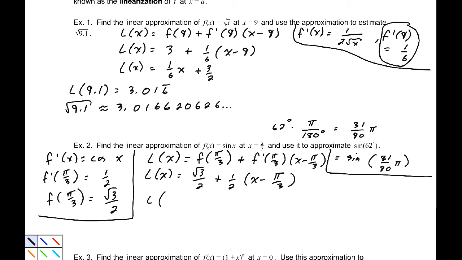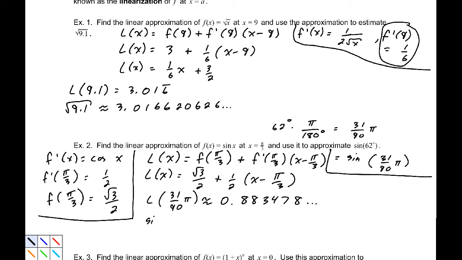All right, our linearization at 31/90 pi is approximately 0.883478, and it continues. So that is our approximation.